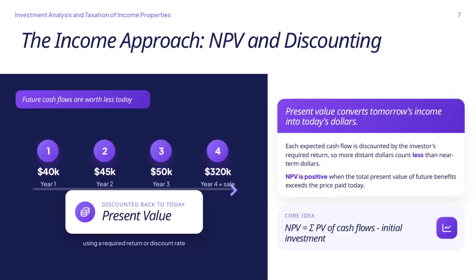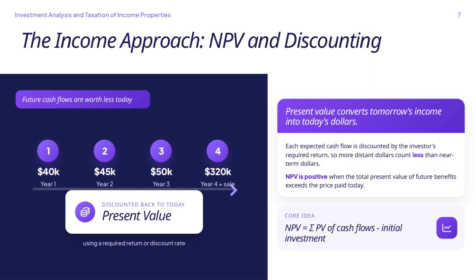Here, we're looking at a fundamental concept in investment analysis: the idea that future cash flows are worth less today. This is because money you expect to receive in the future is discounted back to its present value using a required return or discount rate. For example, cash flows of $40,000 in year one, $45,000 in year two, $50,000 in year three, and a larger sum of $320,000 from year four plus a sale are all converted into today's dollars.